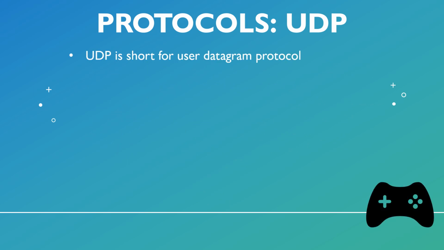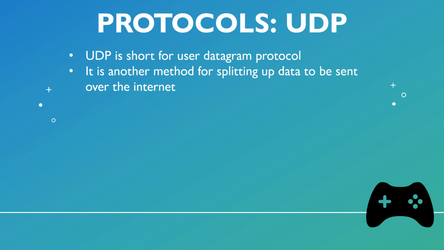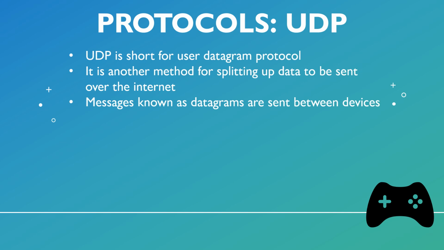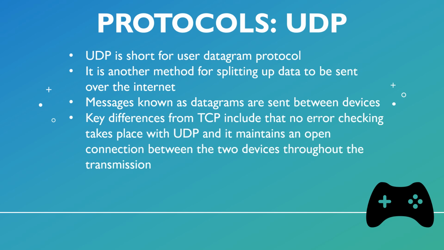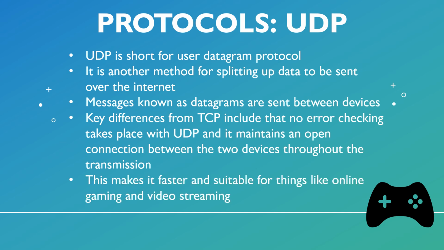UDP is short for User Datagram Protocol. This is another method for splitting up data to be sent over the internet. In this method, messages known as datagrams are sent between devices. One of the key differences from TCP is that there's no error checking to take place and an open connection is maintained between the two devices throughout the transmission. This makes it much faster and suitable for things like online gaming and video streaming.